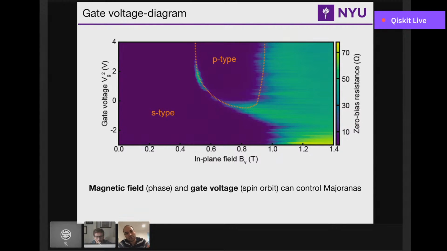But if my gate voltage is too small, it's minus 2 volt, basically there is no phase transition. I just go straight all the way until the superconductivity basically disappears. So we believe that this is basically a signature of P-type superconductivity that can host my Majorana fermion.